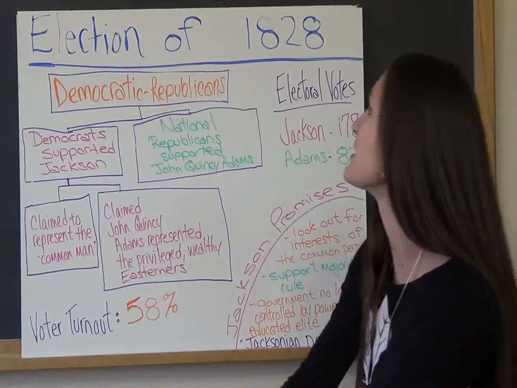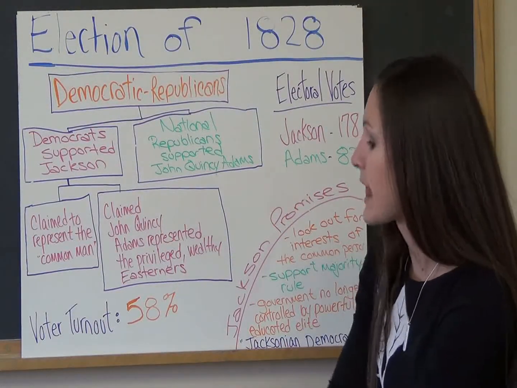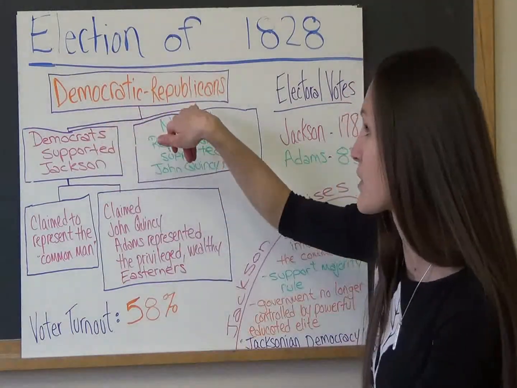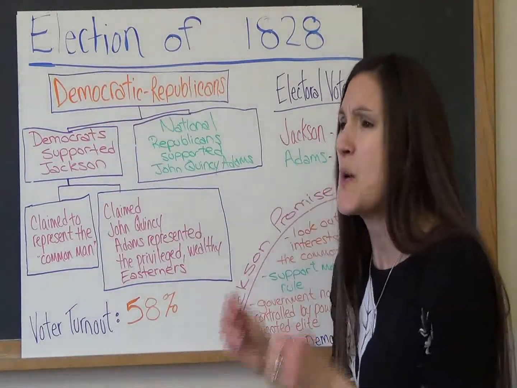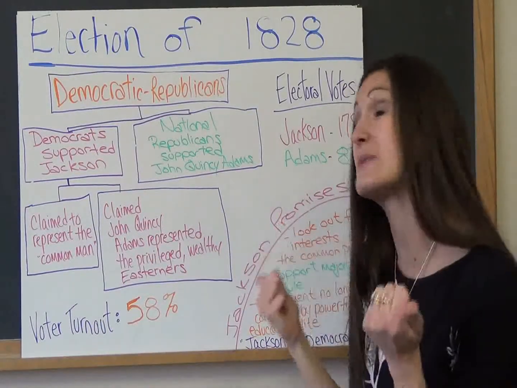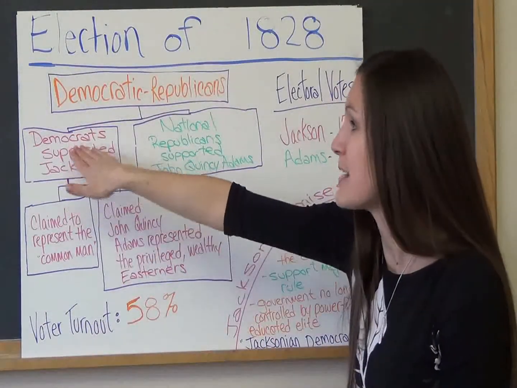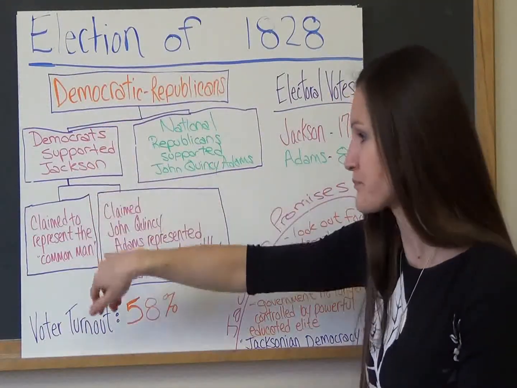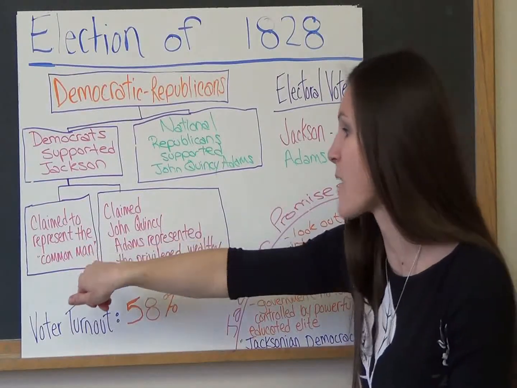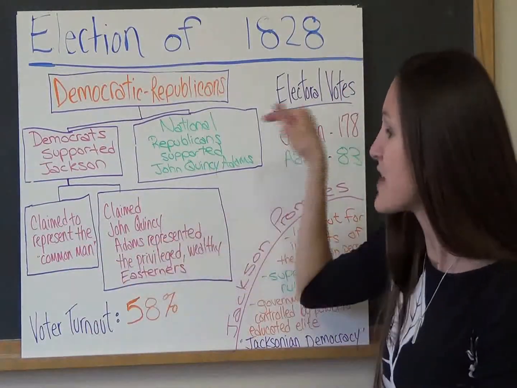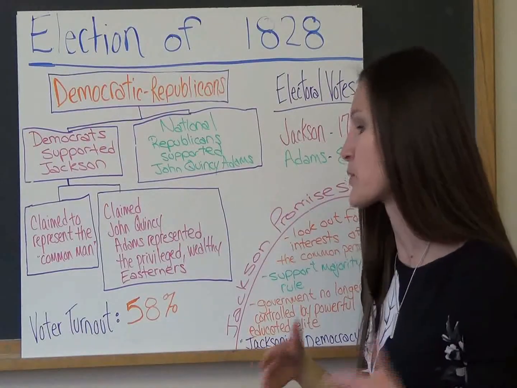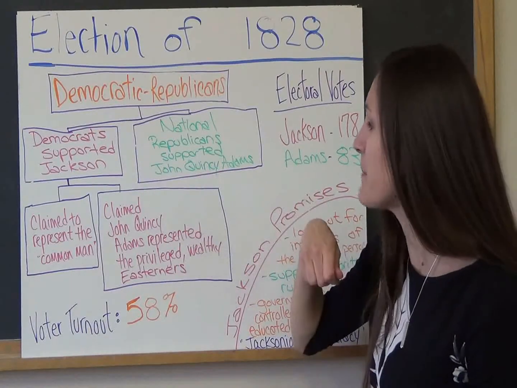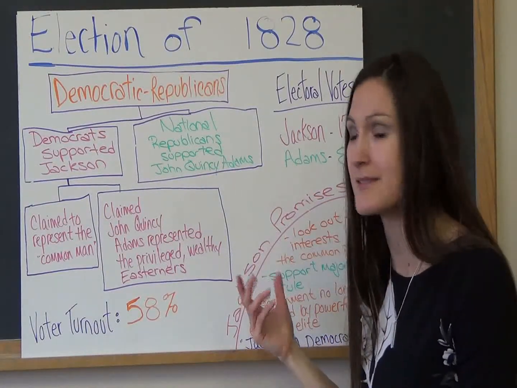So now we can move on to the election of 1828. John Quincy Adams and Andrew Jackson were both part of the Democratic Republicans. They were the same party, but tension between them actually split the party. So we have Democrats, you'll see how it's split with the name too. Democrats supported Jackson. And like I said, he claimed to represent the common man, and he also claimed that John Quincy Adams represented the privileged, wealthy Easterners. The National Republicans supported John Quincy Adams.